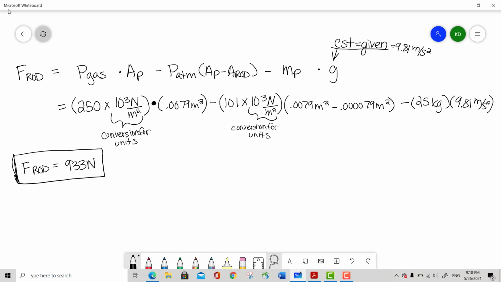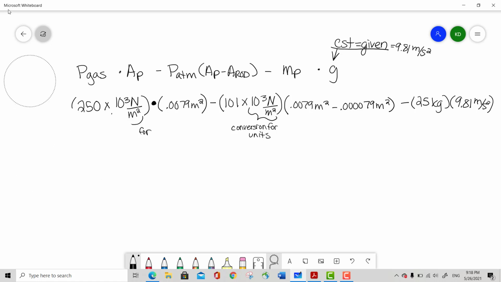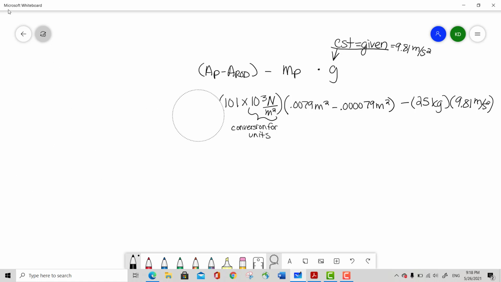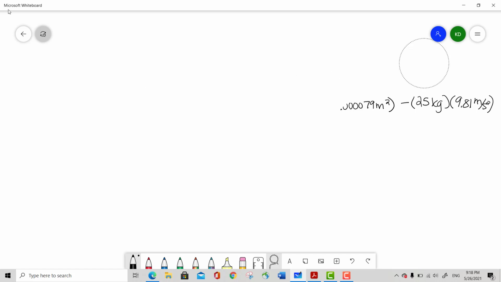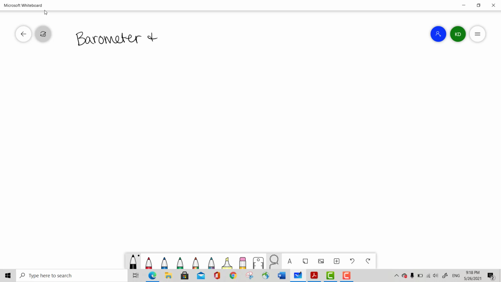Okay, so those are two examples regarding pressure. We're going to do a couple more, and we are going to do them with different systems. So we just used a piston. What we're going to go to now is a barometer and a manometer. These are two devices that are used to measure pressure.